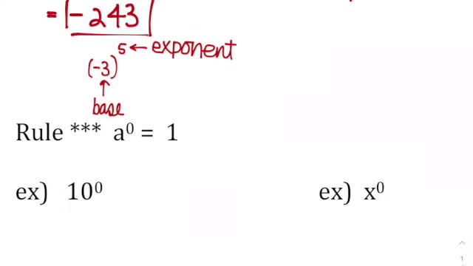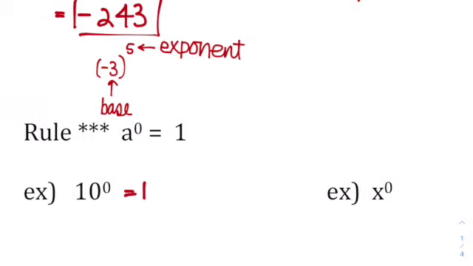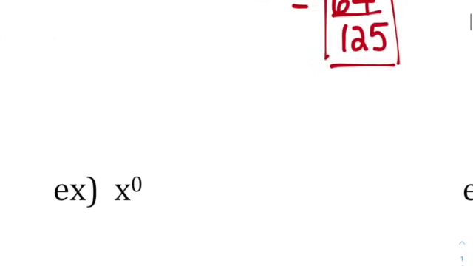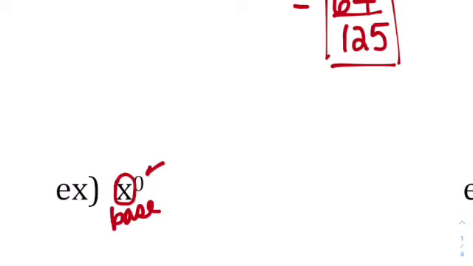Okay. Next rule is anything to the 0 power is 1. Again, it only is the base and the exponent, that part turns into 1. Okay, so in this case, 10 is a base and 0 is right next to it. So therefore, the 0 is the exponent. So that's going to be equal to 1. This is the base. This is the exponent. And the next one, the x is the base, and the 0 is the exponent. And because of that, the answer should also be 1.